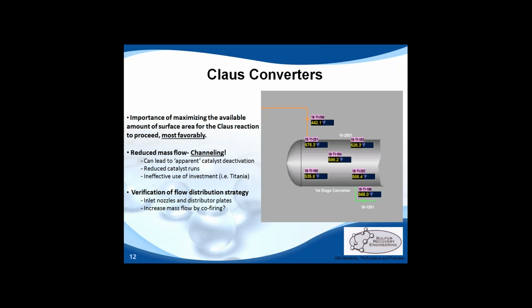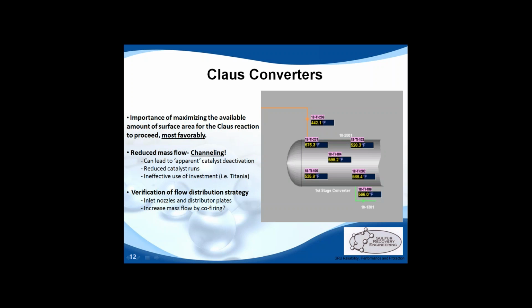Full titanium catalyst is approximately 10 to 14 times more expensive than our typical generic aluminum catalyst. Things like channeling. It's important to verify our flow distribution strategy through the catalytic converter, inlet nozzles, and distributor plates. To prevent channeling, do we need to increase the mass flow in our system to have a better distribution? We could do that by co-firing with fuel gas.